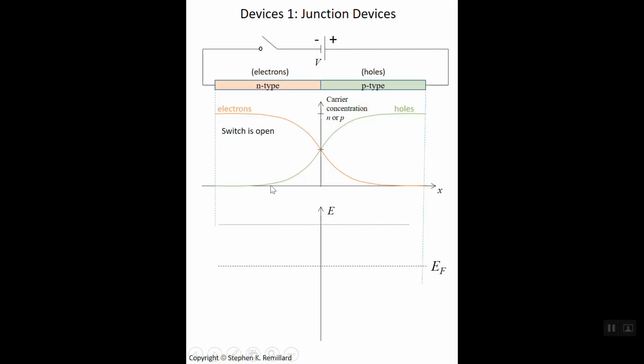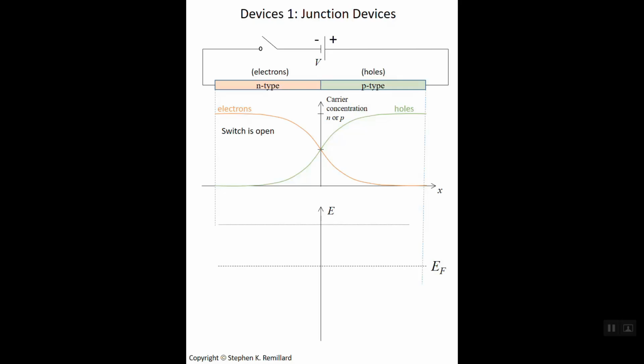The holes will do the same thing, because you have a lot of holes on the right and not many holes on the left, and so holes will diffuse into the n-type region. Now you might wonder, why don't they diffuse more than this? The n-type region is donor doped. Donor ions are positively charged. An n-type semiconductor all by itself is electrostatically neutral. There are as many free electrons as there are positive donor ions.